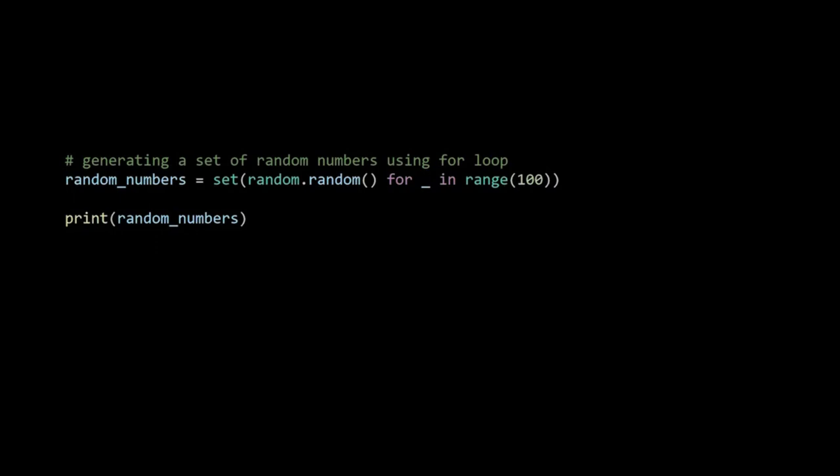And we are using a for loop, for _ in range, and we are giving the range that says how many random numbers we are going to generate. In this case, we are giving the range 100. So basically, this function is giving us a set of 100 random numbers ranging from 0 to 1. And lastly, we are giving the print function.